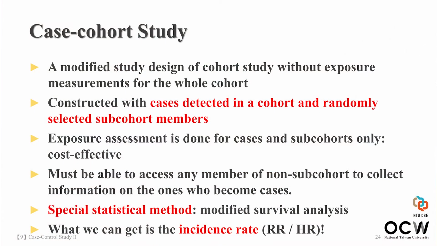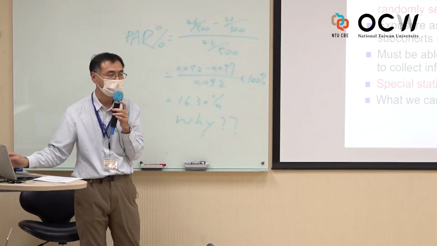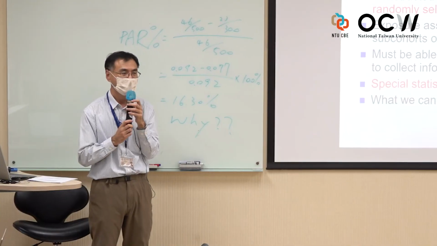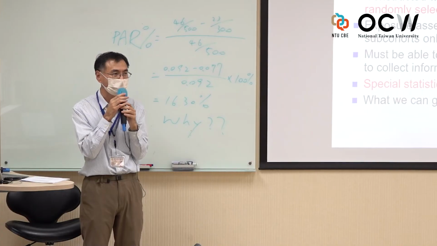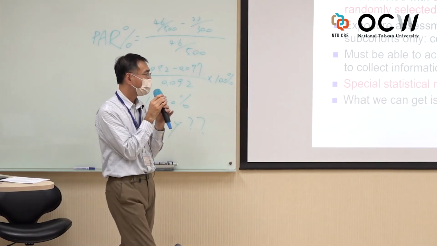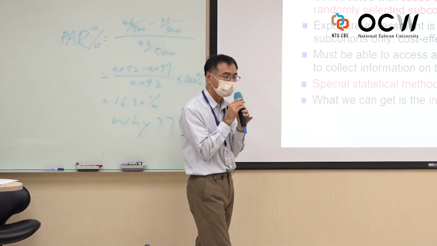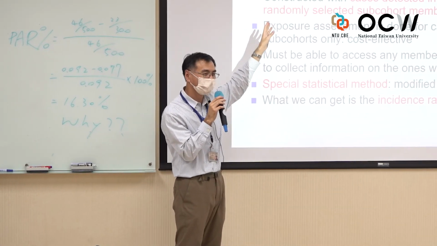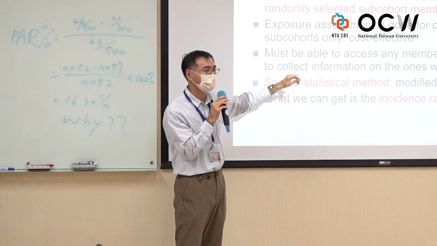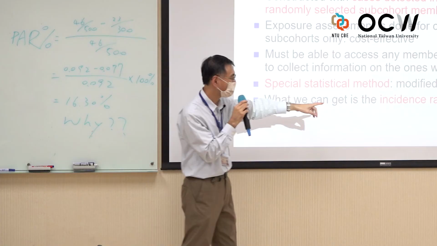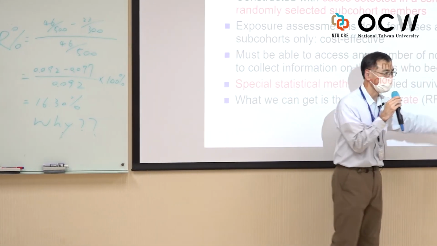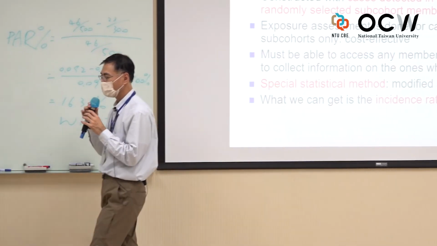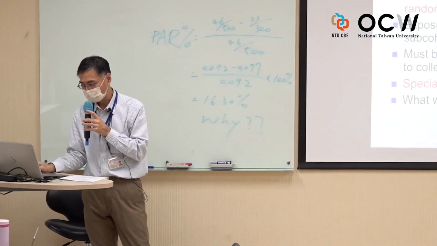Okay, and also you need to adopt a special statistical method. It's a modified survival analysis, which will be covered in the quantitative research methods course next semester. So what we can get is the incidence rate. That's very important. It's something similar to a case control study, but we could get the rate. Then we could estimate the rate ratio or hazard ratio. That's something not possible for a case control study.